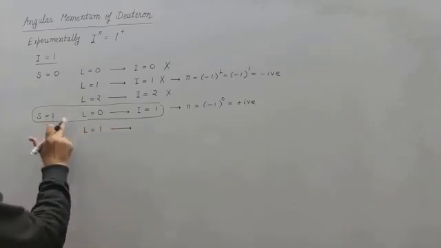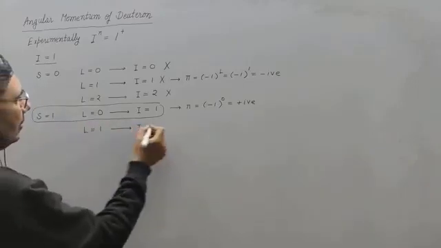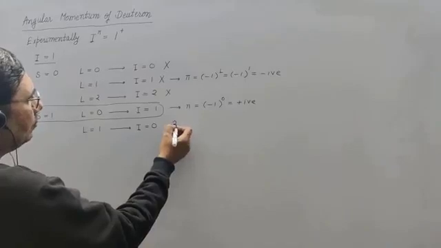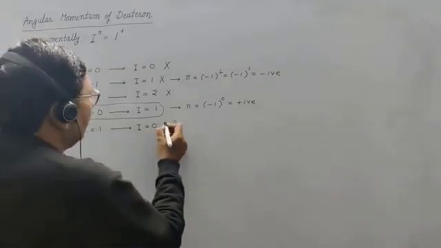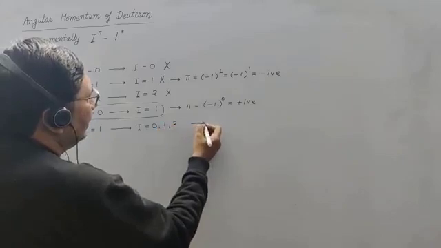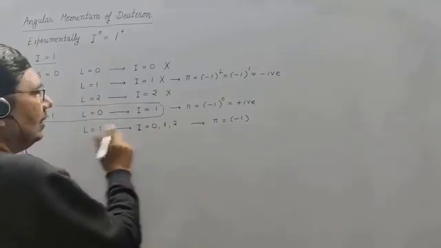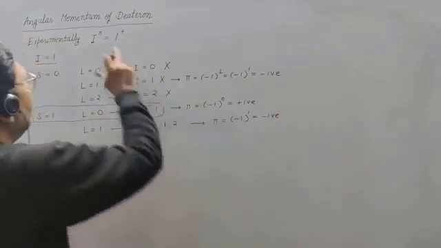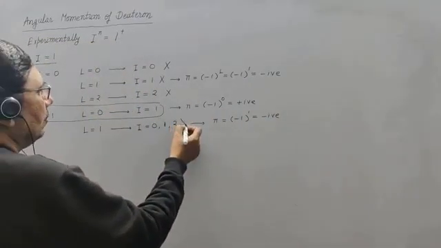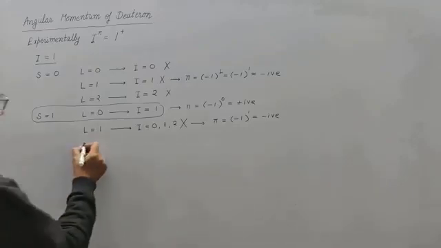Now take L equal to 1. So S equal to 1, L equal to 1. So what values of I are possible? 1 minus 1, this will be 0. 1 plus 1 will be 2. So it will be 0, 1, 2. These three I values are possible. So 1 is here. Now find out pi. What will be the value of pi? This will be minus 1 to the power L. L is 1. So this will be negative. Parity is negative, but here parity is positive. So this is also not possible.